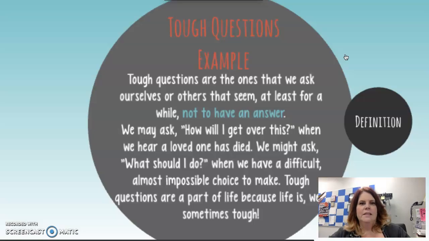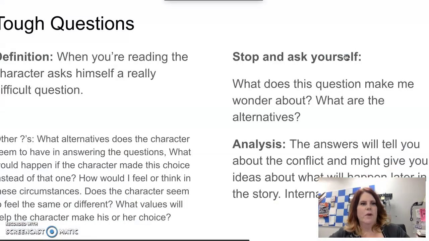Then next, we have tough questions. This is when you're reading and the character asks himself or herself a really tough question. This could be when they're at a crossroads and they don't know which way to go. This could be if something's happened and they don't know who they can trust.